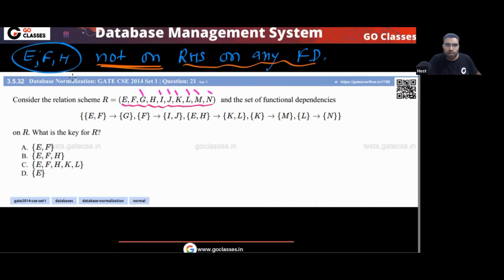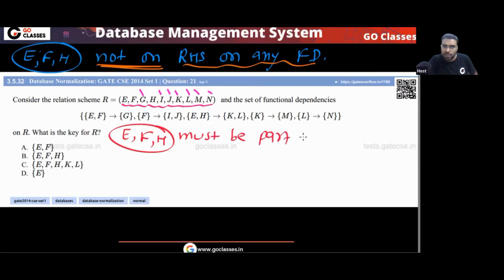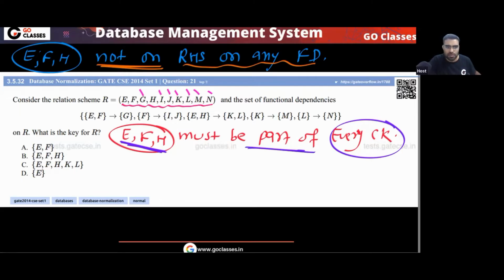So I can say that EFH must be part of every candidate key. Whatever candidate key you create, they must be part of it. Now, can you eliminate the options? So now you can easily eliminate the options. So I can say this is not correct.